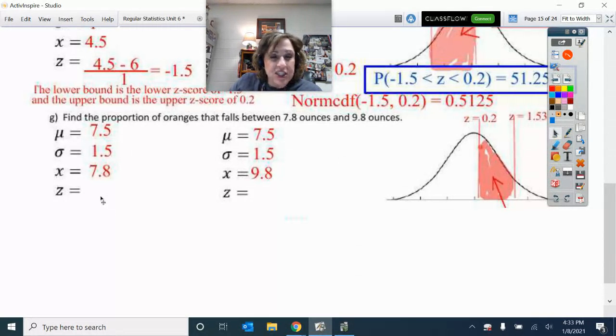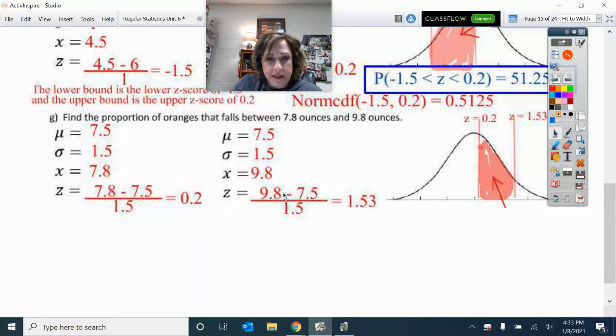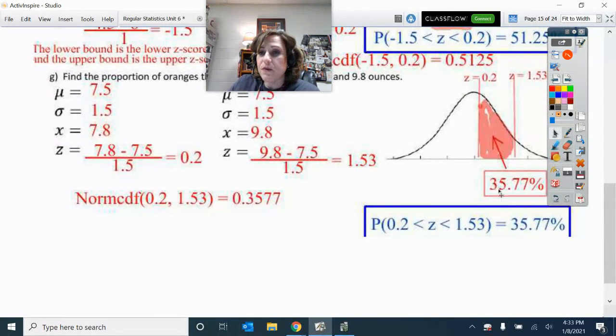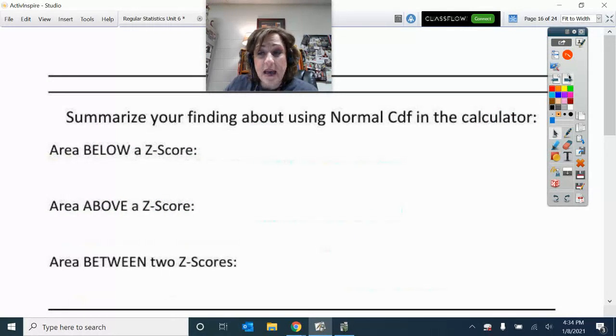Okay, try this next one. Here we have X. It's the oranges. So you had to use the mean of 7.5 with standard deviation of 1.5. X minus the mean over the standard deviation. That's 0.2. With this upper Z-score of 9.8 minus 7.5 over the standard deviation, 1.53. So I'm going to be going from 0.2 as the lower bound to 1.53 as the upper bound. And that in my calculator comes out to be 35.77%. So take a look at this probability notation. The Z is in the middle, your z-scores from lowest, 0.2, to the highest, 1.53, and then do your inequalities, point to the left. Point to the left.